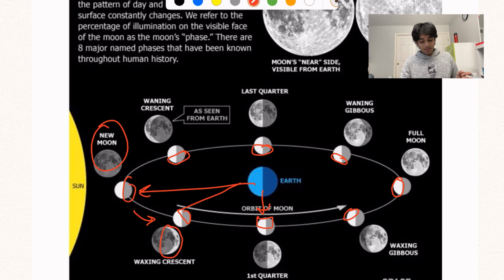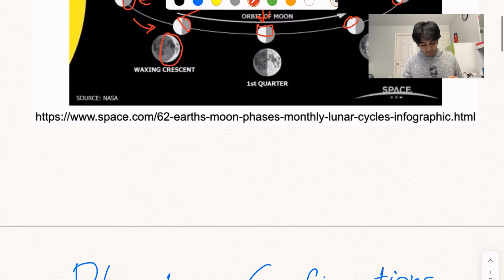Just a couple things to keep in mind. Whenever the lit up part of the moon is increasing, or it's going from a new moon to a full moon, we call that waxing. We're adding more to the moon every single night. And then when the side of the moon that's lit up is slowly shrinking and going away, we call that waning. Now let's move on.